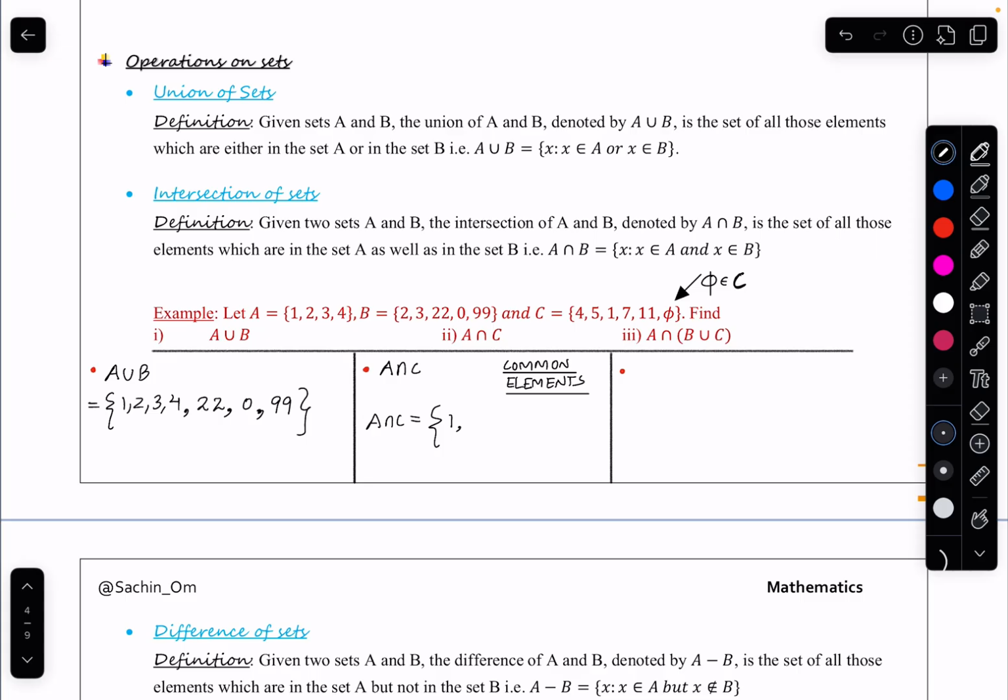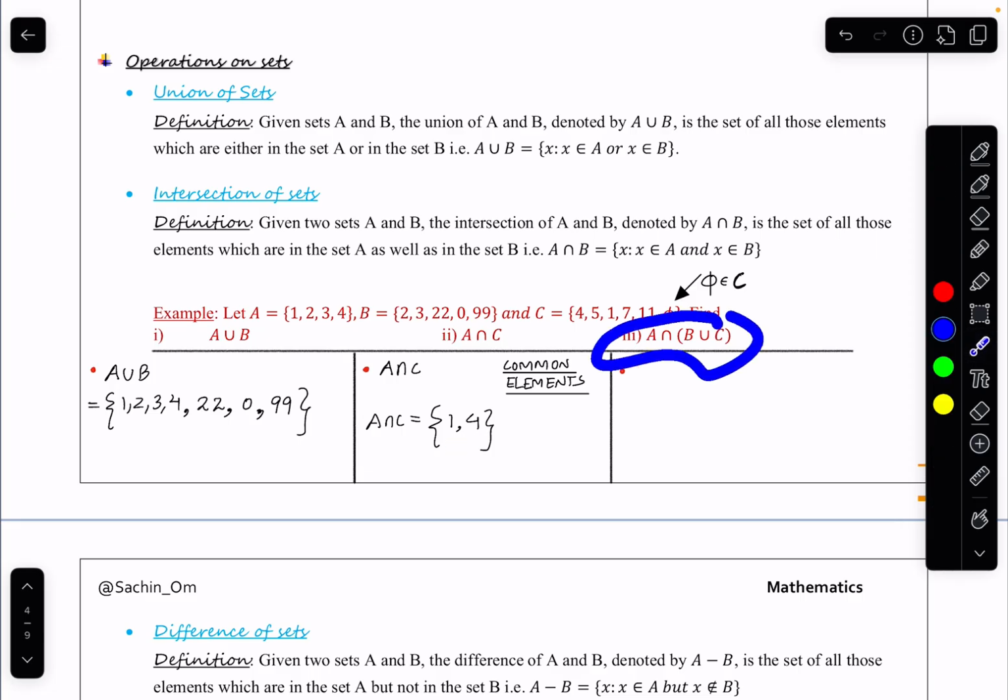So 1 I'll collect. 2 is not there in C, so 2 is not a common element. We will not take it. 3 is here in A, but 3 is not here in C, so we'll not take 3 either. And then A has 4 in it, C has it too. So 4 is a common element as well. So the intersection of A and C is going to be this set which has 1 and 4 in it.